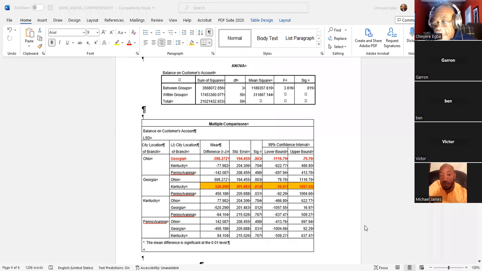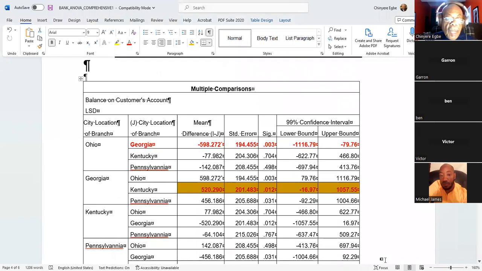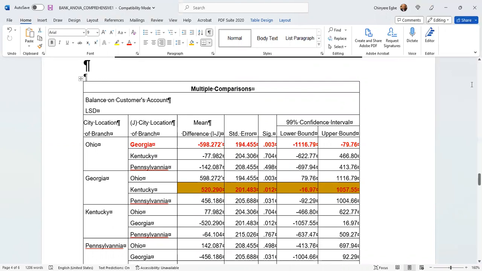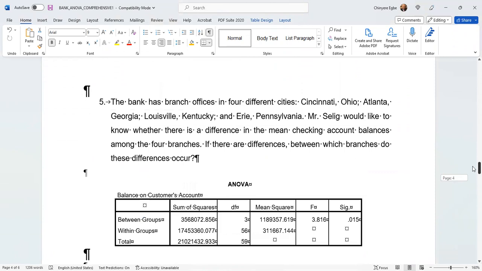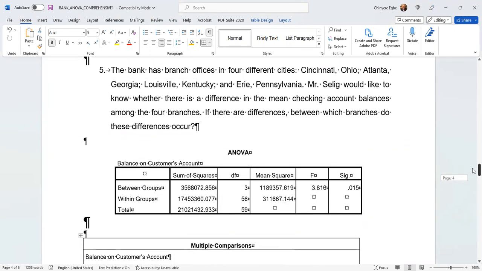All right, are you able to see my screen? Yes. All right. So you are looking at the bank problem that is part of your homework assignment. It's about a bank that has 4 branches. You ask yourself a simple question: do customers in the 4 branches have the same average amount of balances in their checking account?